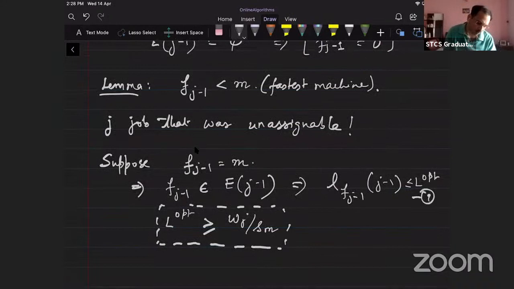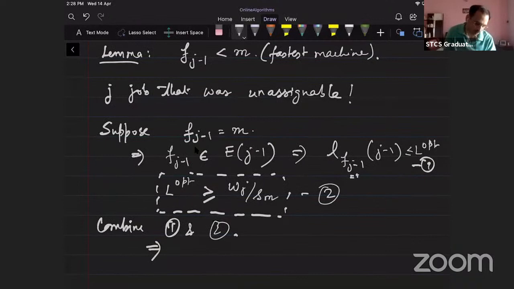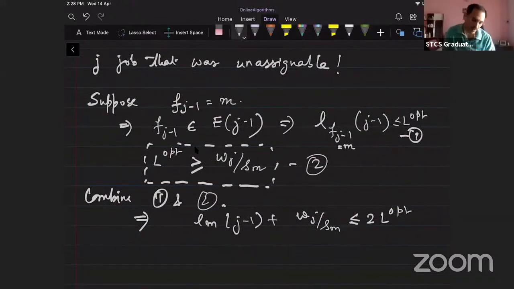So now let this be 1 and let this be 2. If you combine 1 and 2, what does it mean? This, remember, is equal to M. All it tells me is that Lm of j minus 1 plus Wj by Sm is at most 2 times LOPT. Correct? And given that lambda is greater than LOPT, this also implies it is at most 2 times lambda.